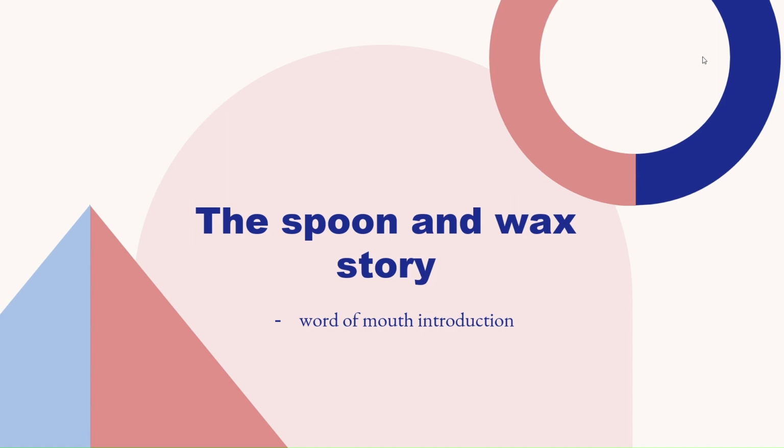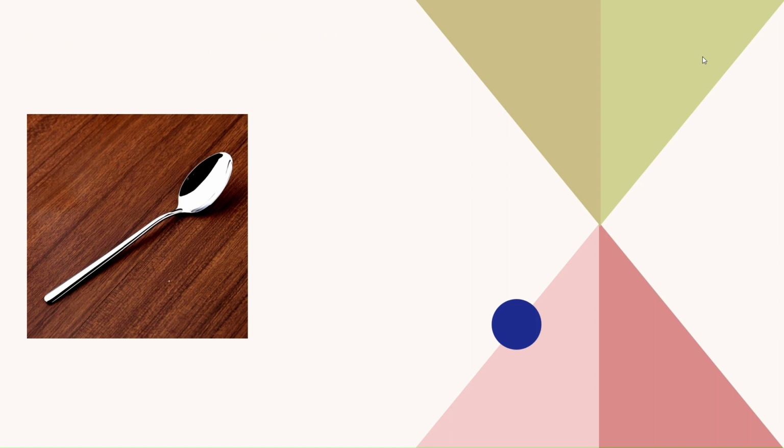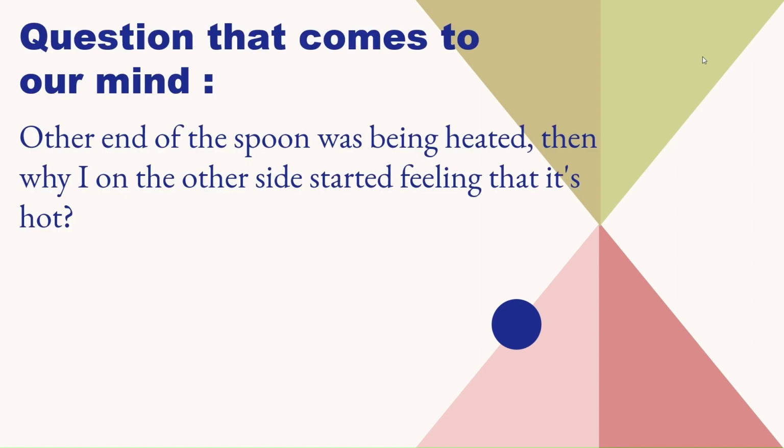And let's start with the spoon story. I was holding a spoon which was being heated by a candle. After some time, I left it on the table because I felt it was hot. The question that comes to our mind is that the other end of the spoon was being heated, then why did I, on the other side, start feeling that it's hot?